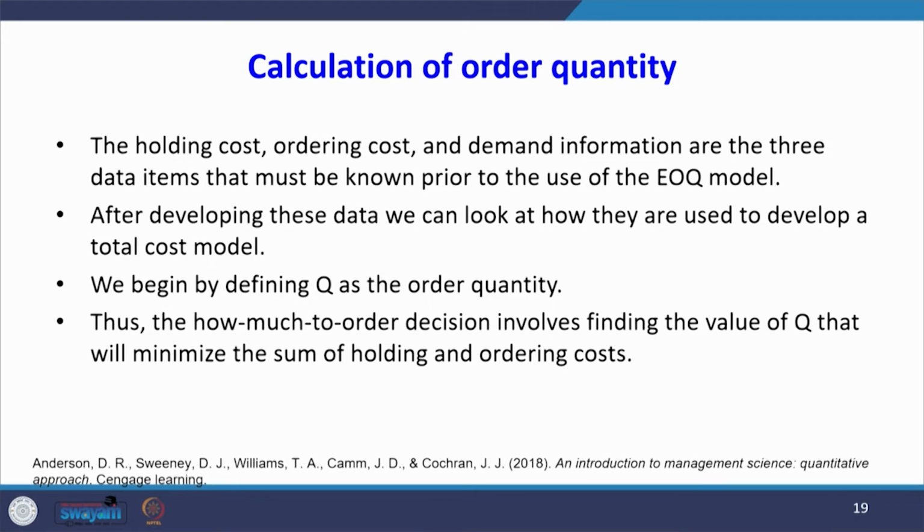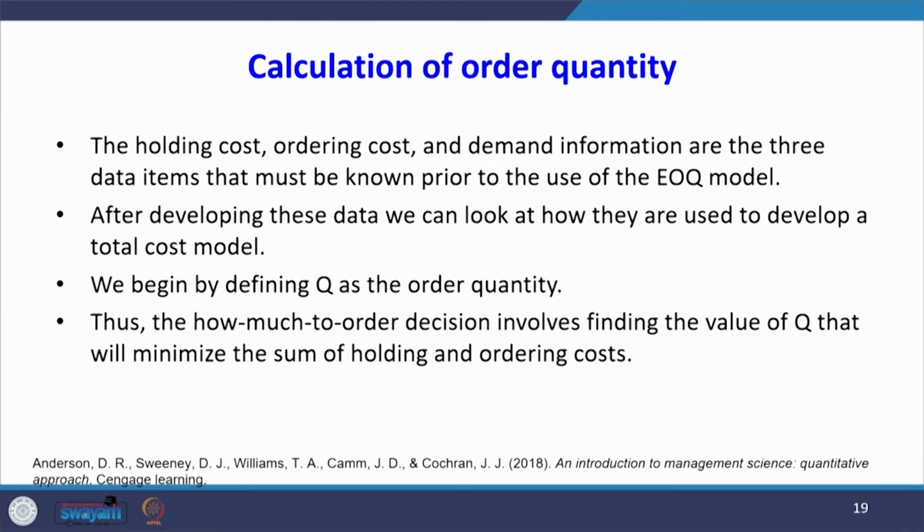Calculation of order quantity. Before knowing the ordering quantity, we should know the information about the holding cost, ordering cost and the demand information. We know the holding cost is $2, ordering cost is $32 and the demand is 2000 units per week. After developing these data, we can look at how they are used to develop the total cost model.